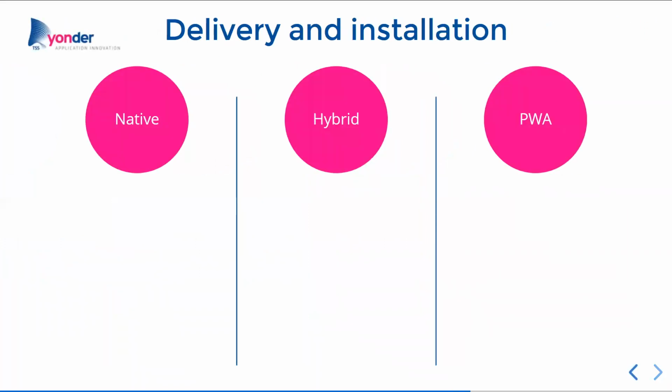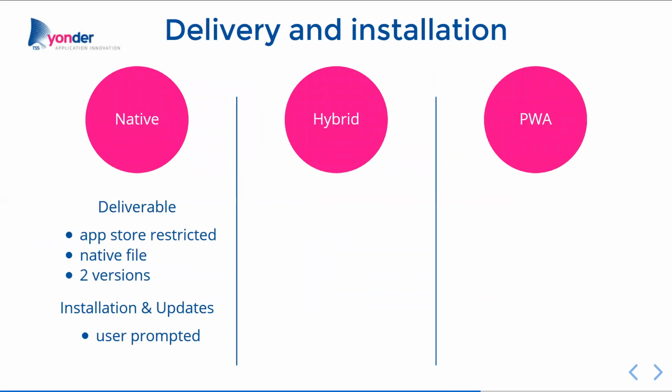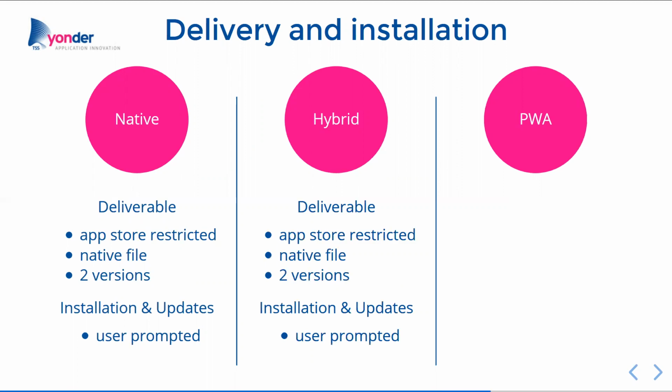Now, when it comes to delivery and installation, practically this is what you deliver, right? For native and for hybrid, it's pretty much the same thing. They're either App Store restricted, or you can deliver the native files to your users directly and bypass that altogether if you have that option. And you deliver two versions, practically, if you want both iOS and Android. And the installation and updates are either user prompted, or they can do them manually, or they can set it on auto update, but it does require user input.